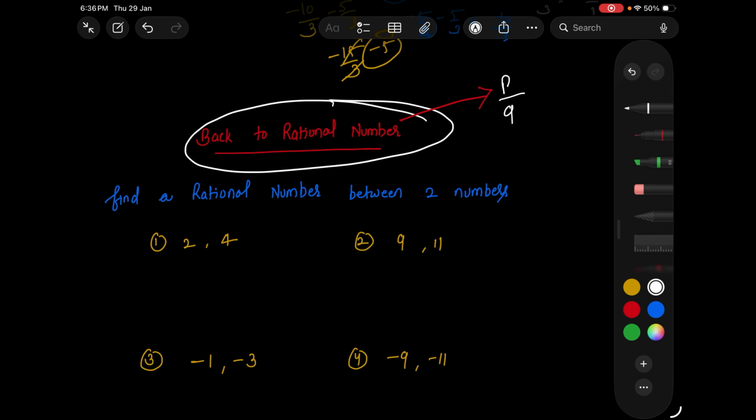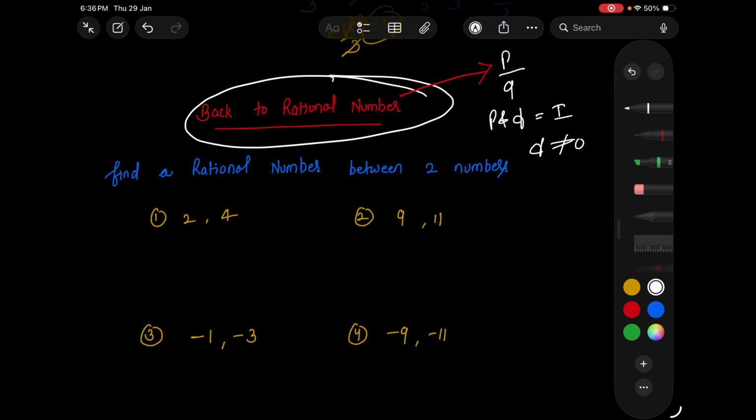What is a rational number? A rational number is in the form of p upon q, where p and q are integers and q does not equal 0. This is simply our rational number. Now we have to find a rational number between two numbers. What is a rational number between 2 and 4?